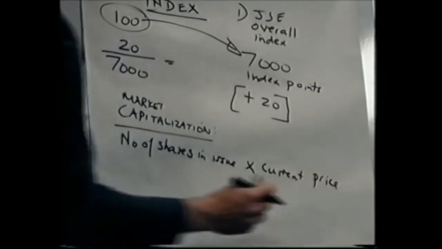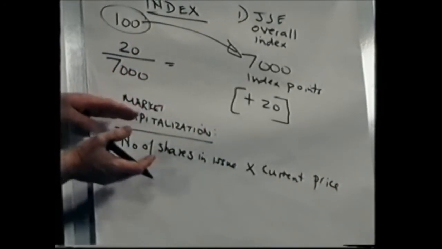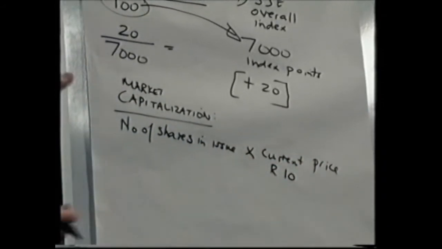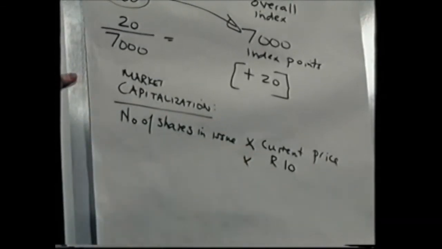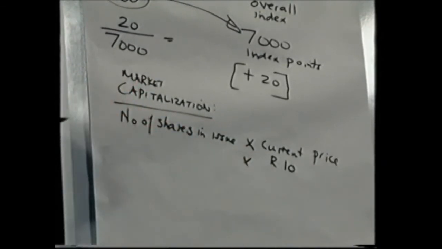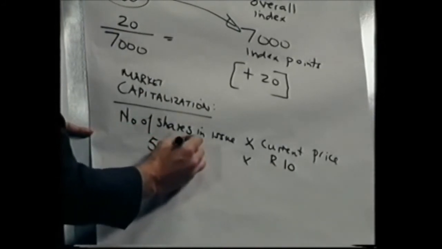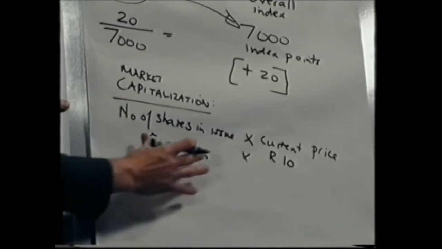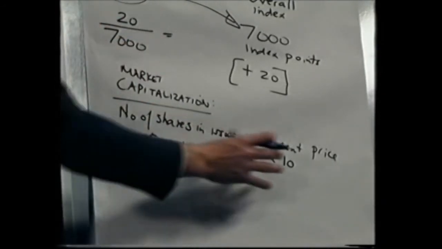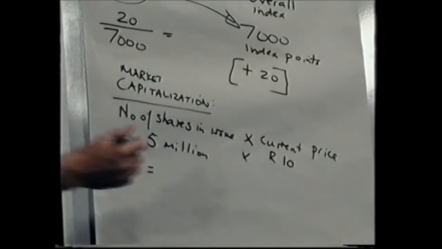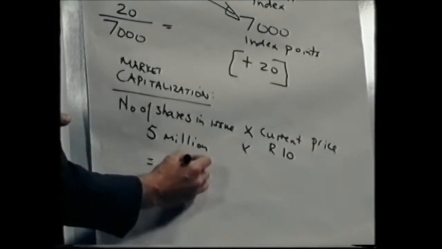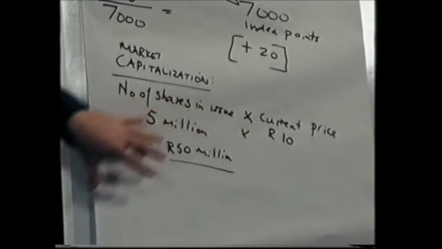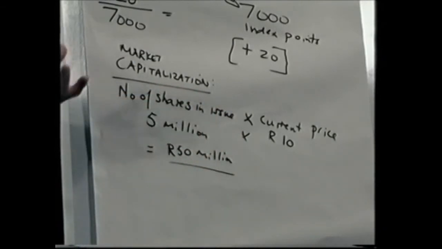So if you were, for example, to open your newspaper and look at De Beers, you would find, let's say, that the current market price is 10 Rand. I'm just going to use 10 Rand to keep it simple. And if you were to find out that the number of shares in issue, let's say, was 5 million, then we would say that the market capitalization for De Beers is 5 million shares multiplied by 10 Rand current value per share. In other words, the market value would in this case be 50 million Rand. Now that would be the current worth or value of that company.